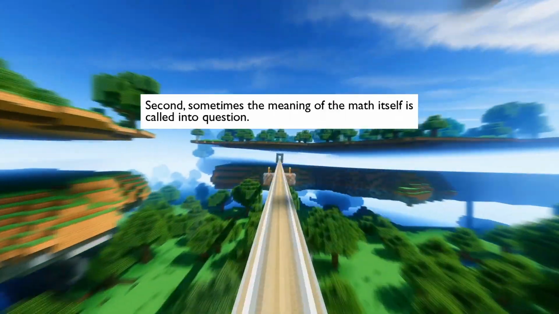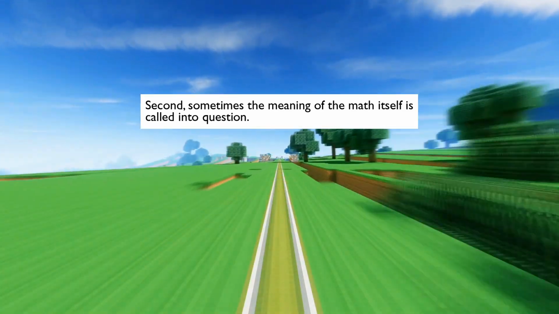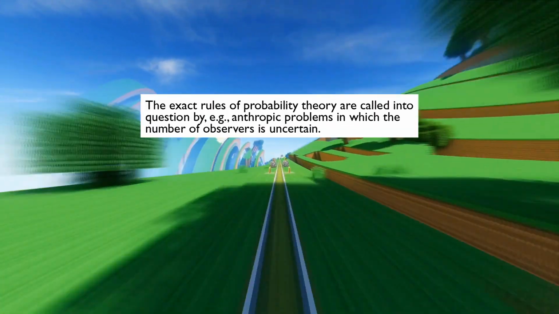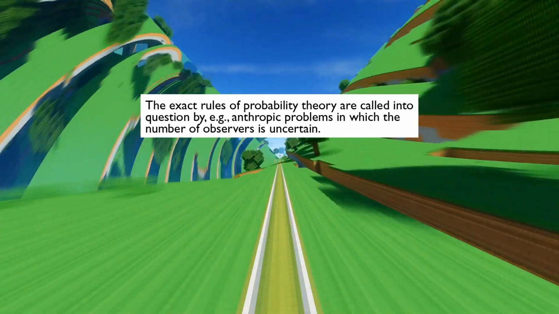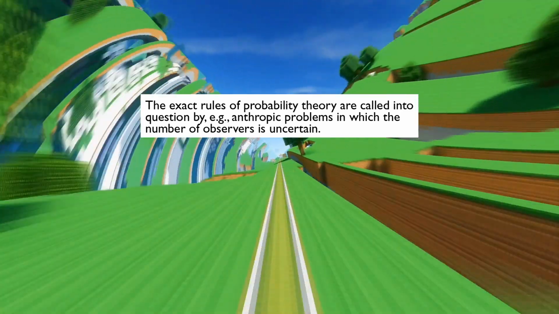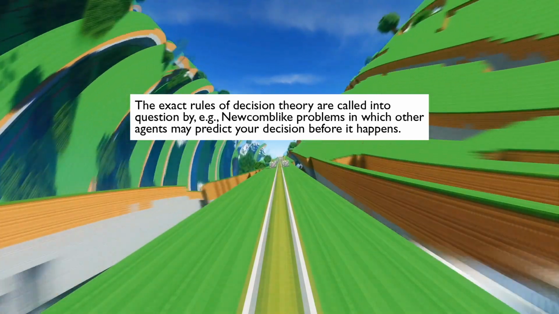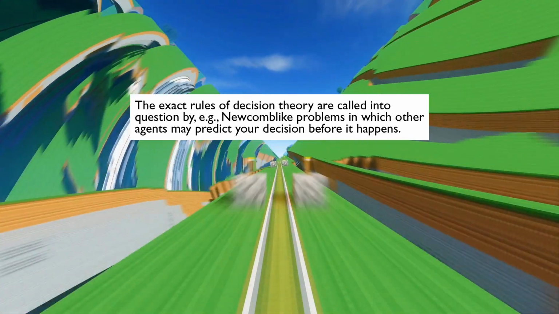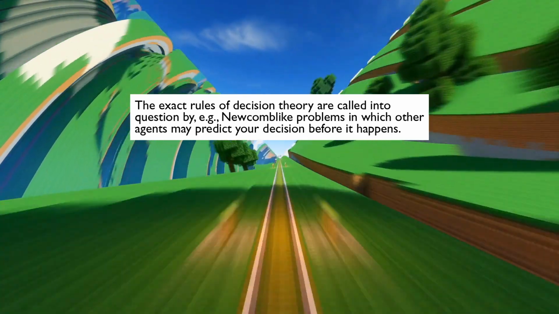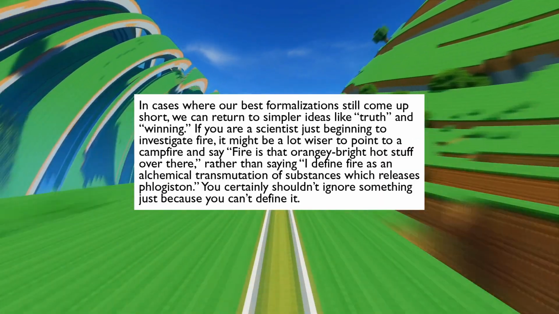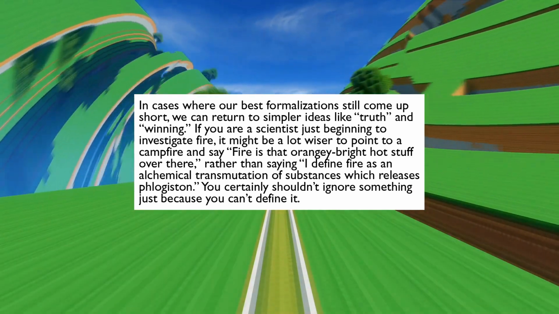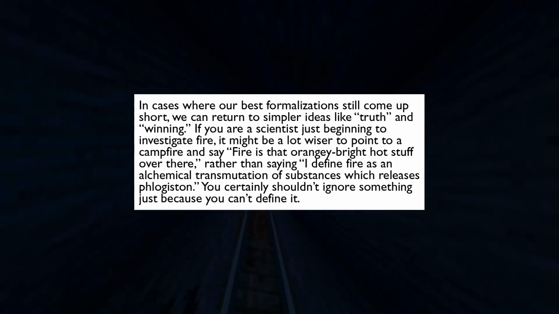Second, sometimes the meaning of the math itself is called into question. The exact rules of probability theory are called into question by, for example, anthropic problems in which the number of observers is uncertain. The exact rules of decision theory are called into question by, for example, Newcomb-like problems in which other agents may predict your decision before it happens. In cases where our best formalizations still come up short, we can return to simpler ideas like truth and winning.